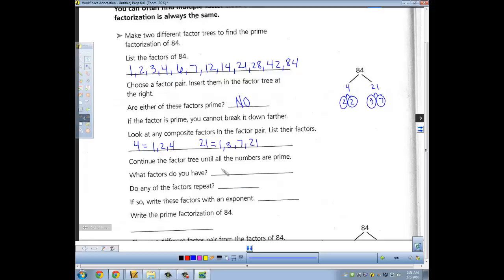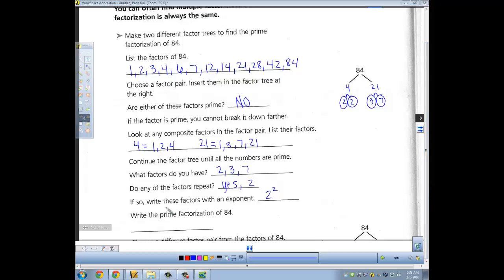It says, what factors do you have? So we circled 2, 3, and 7. Do any of the factors repeat? Yes, the 2 repeated. If so, write these factors with an exponent. So since there were 2 2's, I write 2 with an exponent of 2. So that exponent is how many times you see that number.